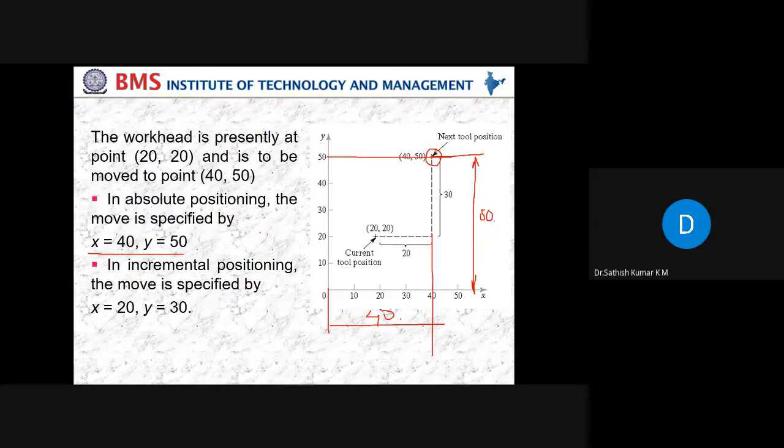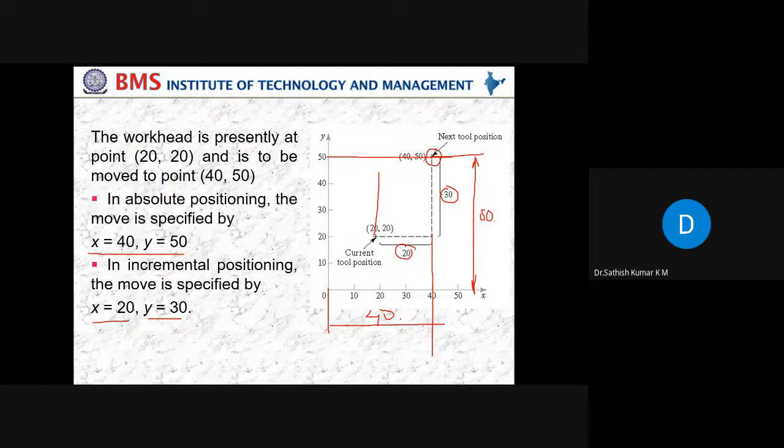Similarly, if it is incremental positioning, the movement is going to be based on this point. From here to here it is 20, and from here to here it is going to be 30. Therefore, x equals 20, y equals 30. So this is an incremental position. Very simple: for absolute, the origin is the reference; for incremental, the previous point is the reference. This is very commonly used in absolute and incremental positioning systems.